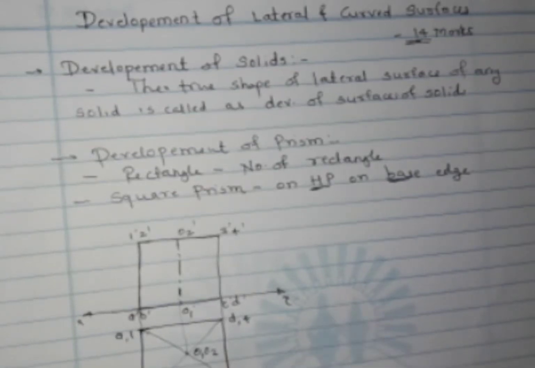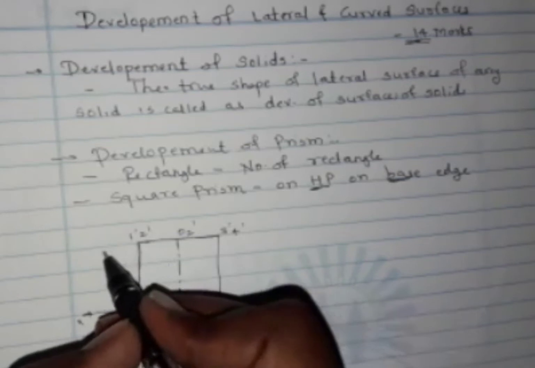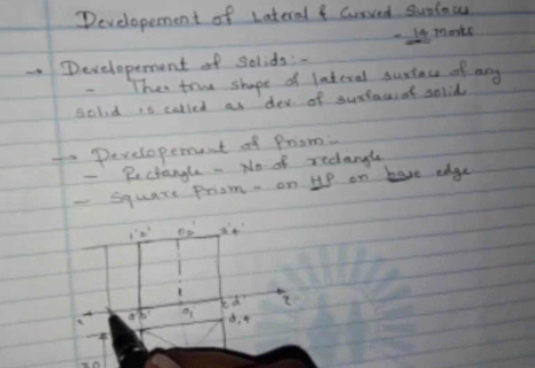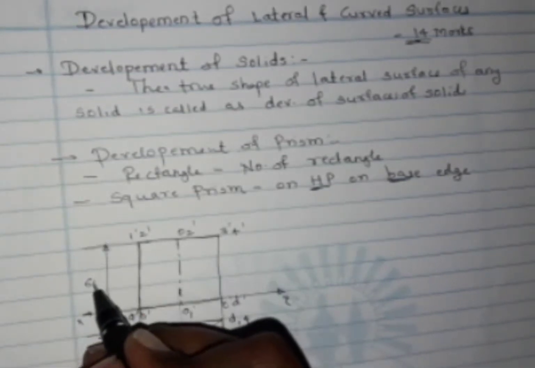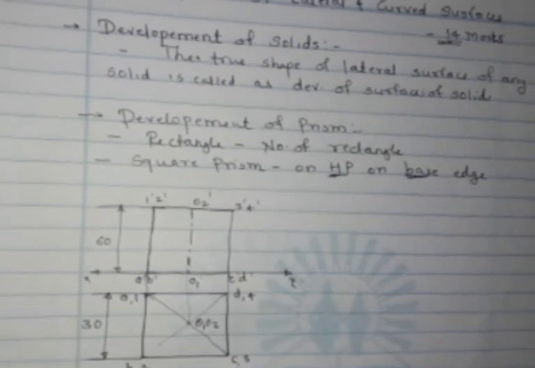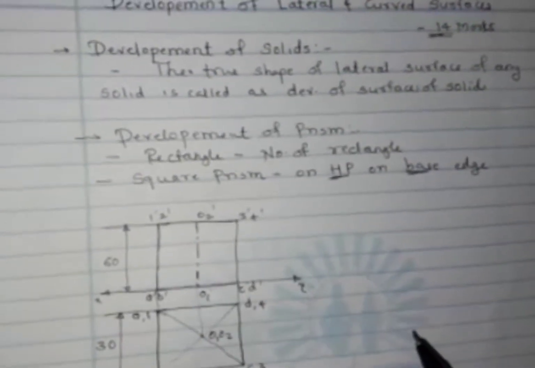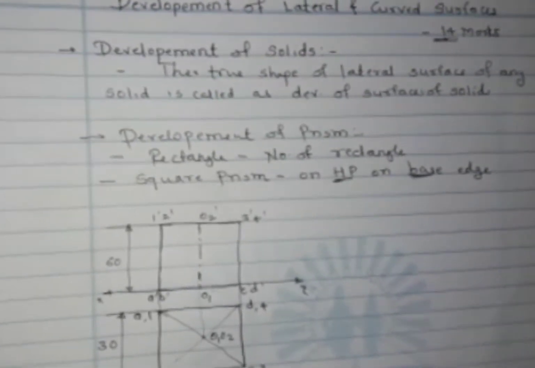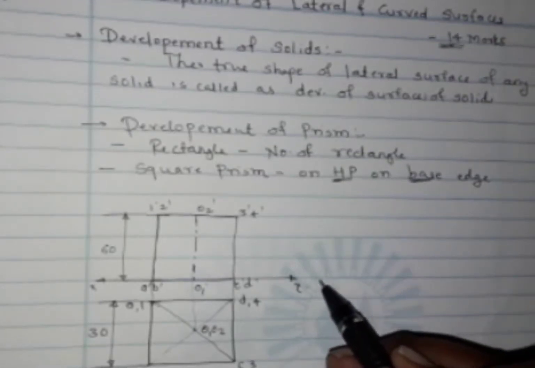Okay, then give the dimensions. Consider the base side of the square prism as 30 and the height of the prism as 60. Okay, so like this we have completed the front view and the top view of the square prism. Now let us see its development. We have to complete its development.